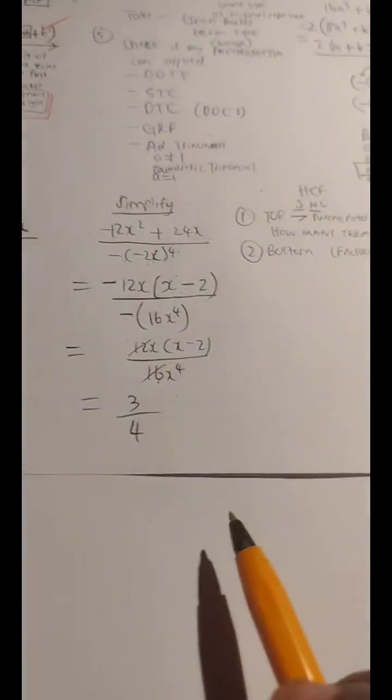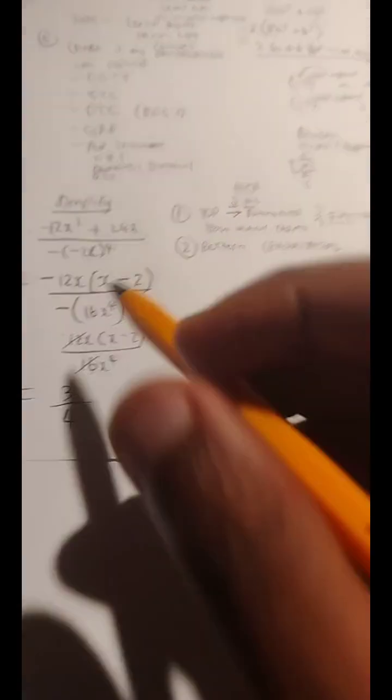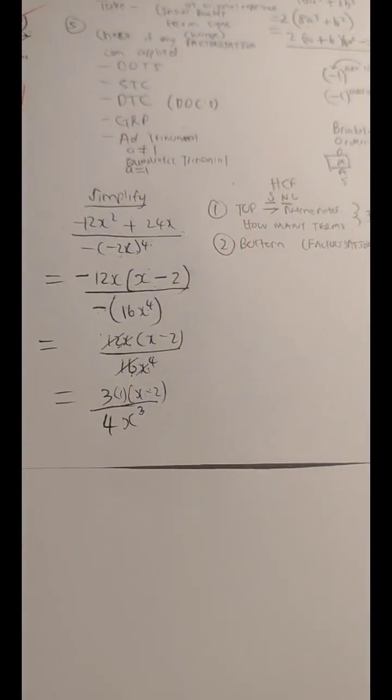And then 4 goes into 16. How many times? 4 times. Then the x and the x to the power 4, this x and this x will cancel. But when we cancel here, we are left with positive 1 in brackets into x minus 2. Here at the bottom, there were 4 of the x's, but now we cancelled 1. So that means we have 3 of them.